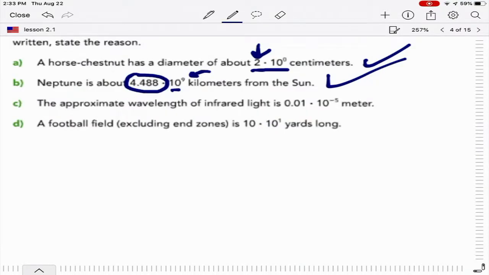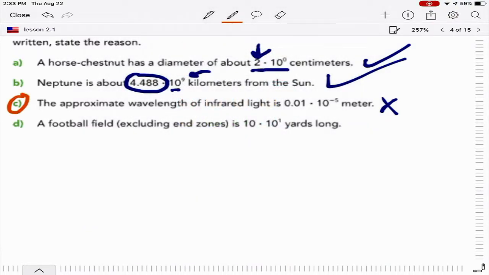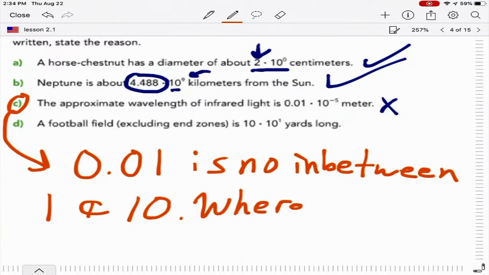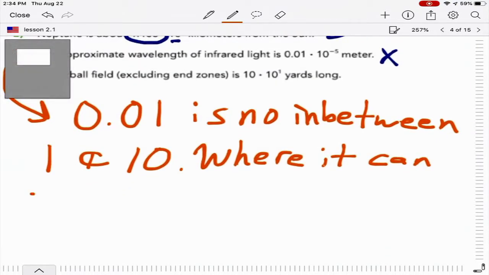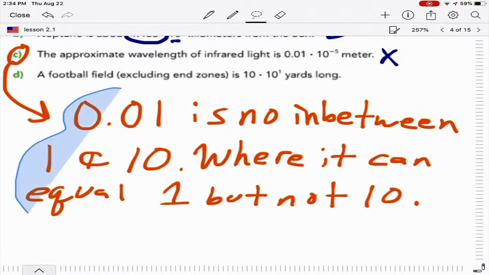The approximate wavelength of infrared light is 0.01 times 10 to the negative 5th meter. So this one, unfortunately, is not written correctly. And I'll write my explanation here. 0.01 is not in between 1 and 10, where it can equal 1, but not 10. That is my answer for letter C, right? It was a no, and that's the reason why.